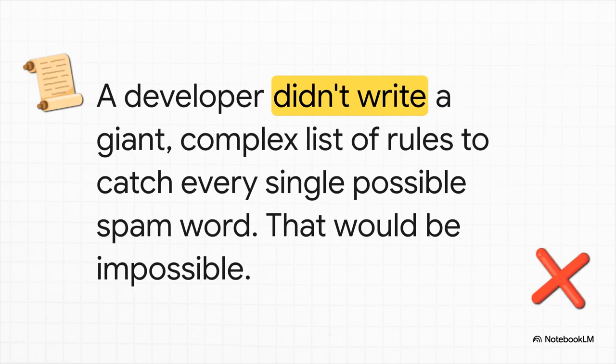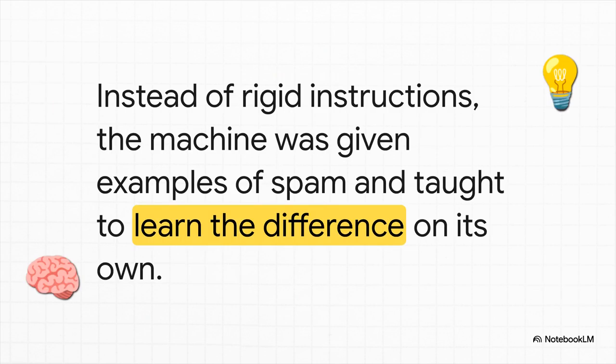So how in the world does it know the difference between a note from your boss and some new amazing offer? Now here's the really crucial point. It's not like some developer sat down and wrote a giant, never-ending list of every single possible spam word or phrase. Can you imagine? That would be absolutely impossible to keep up with. No, instead of being given rigid instructions, the machine was given examples. It was shown what spam looks like and what isn't spam, and from all that, it was taught to learn the difference all on its own. And that fundamental shift, that's the heart of machine learning.